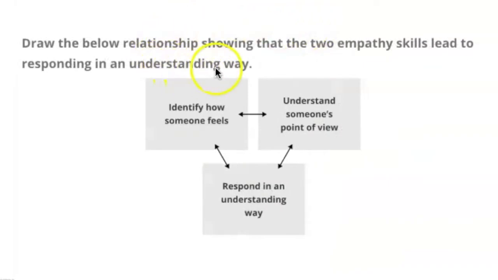Now, here's a relationship showing that the two empathy skills lead to responding in an understanding way. Notice we have identify how someone feels, understand someone's point of view, and respond in an understanding way. They all work hand in hand. So responding in an understanding way happens because you already identified how someone feels and you understand someone's point of view.